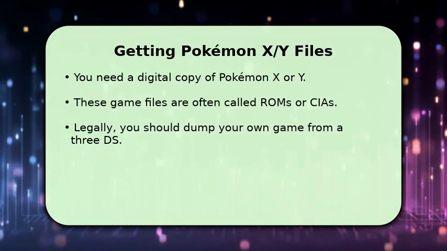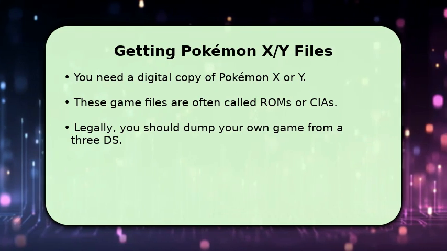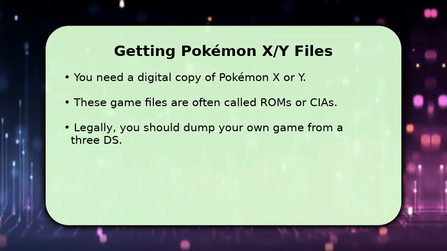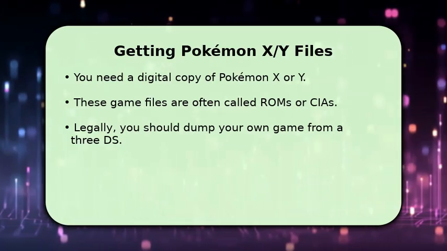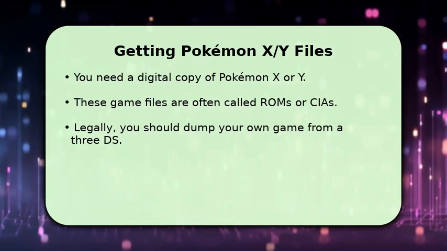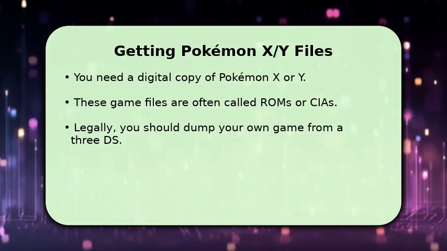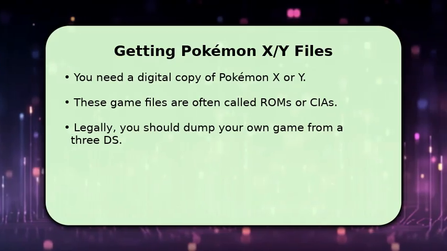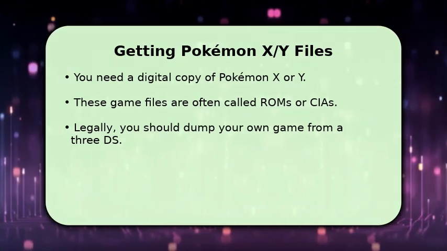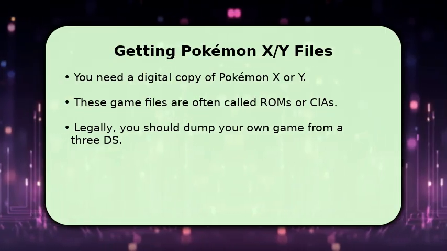Once you have your emulator, the next crucial step is obtaining the game files for Pokémon X or Y. These digital copies are commonly referred to as ROMs or CIAs. For legal and ethical reasons, the recommended method is to dump your own game cartridge from a Nintendo 3DS console you own. This process ensures you have a legitimate copy of the game, ready to be loaded into your Citra emulator for an authentic gaming experience.